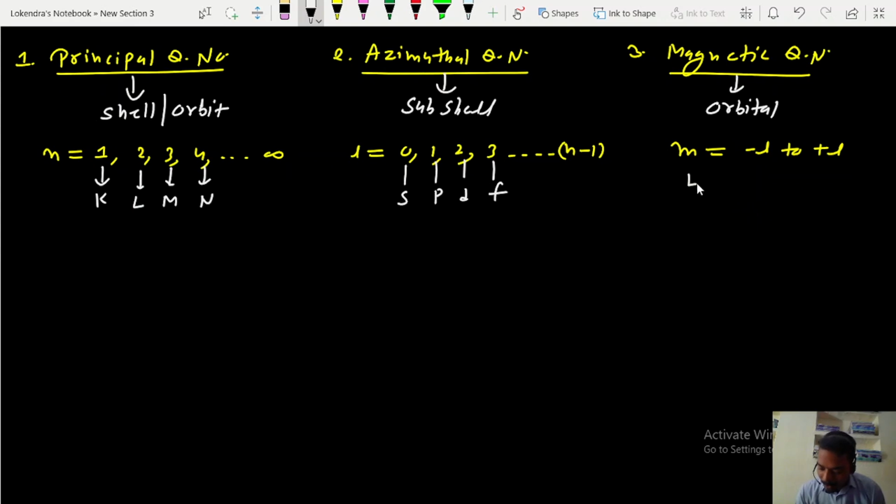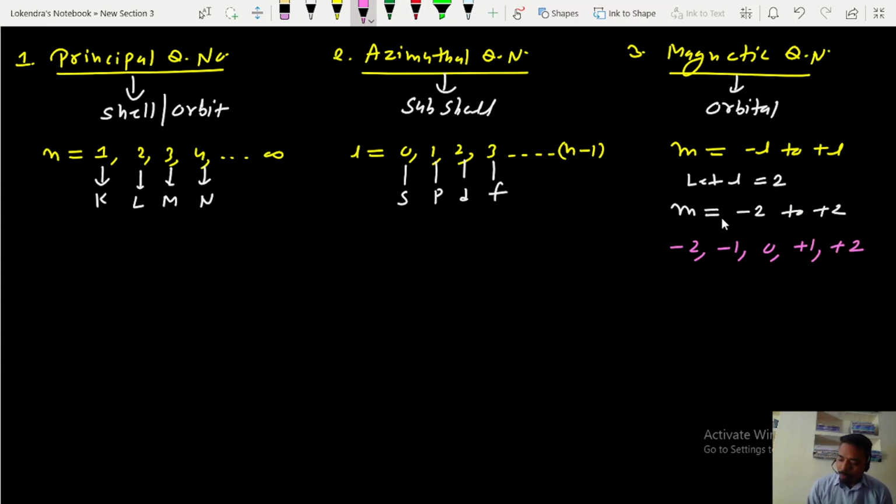Okay, and the magnetic quantum number has values, like we have to take an example here. Let l be equal to 2, so the magnetic quantum number value may vary from -2 to +2. In between -2 to +2 we have integers like -2, -1, 0, +1 and +2. Means we have 5 orbitals here. These 5 orbitals are the regions of probability of finding an electron, we can say.